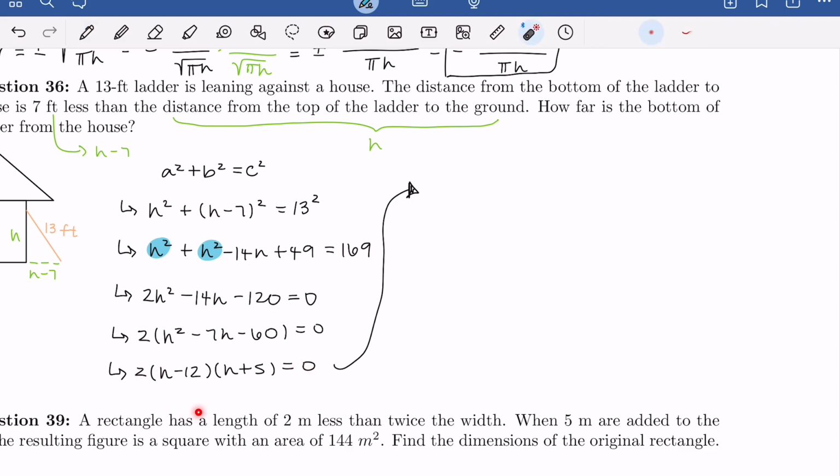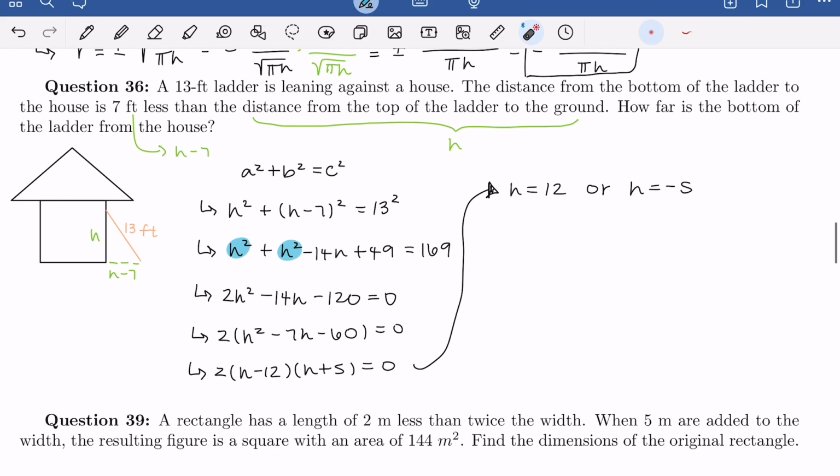This means that if this whole thing is equal to 0, then either this guy or this guy is going to be equal to 0. So this tells us that h is going to be equal to positive 12, or h is going to be equal to negative 5. All right, but remember, in the context of this problem, we're trying to find the height of this guy and then the distance here. So it wouldn't make sense for us to have a negative height. So this is going to not be a solution here.